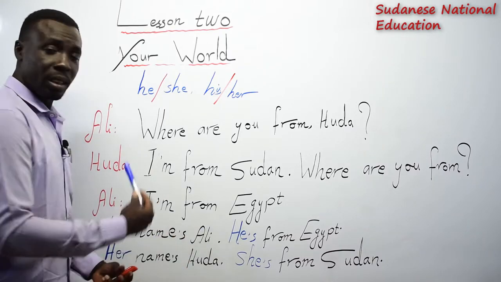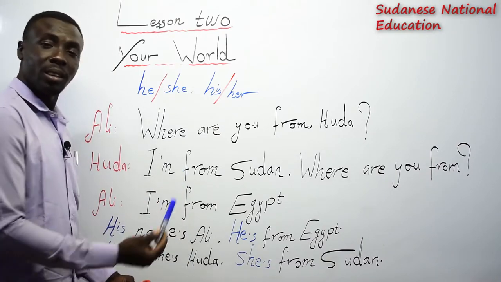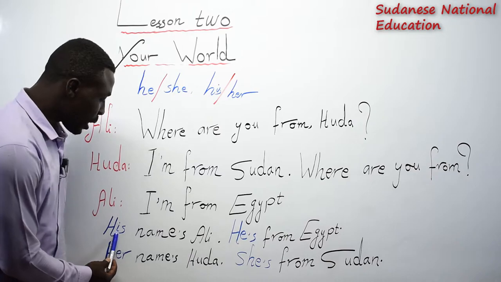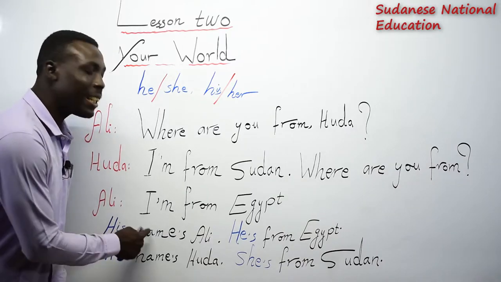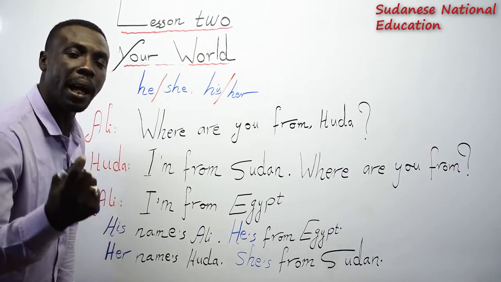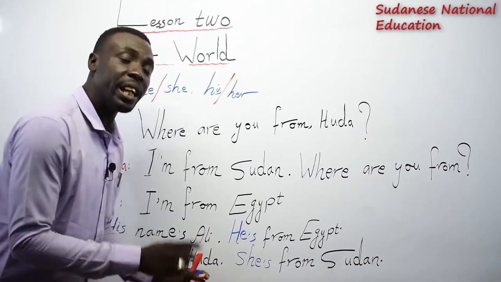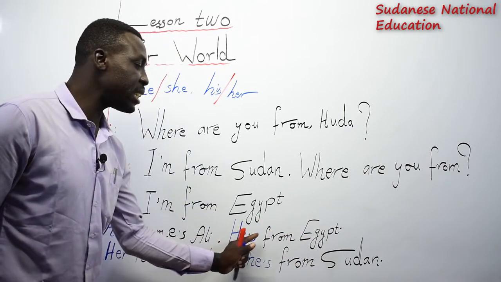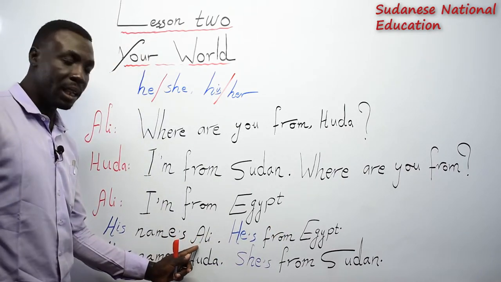His name's Ali. He's from Egypt. Notice here the sound. Here we say his, short vowel. His name's Ali. But here, he's from, he's, here, long vowel. He's from Egypt. His name's Ali.